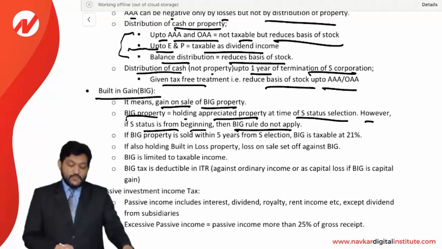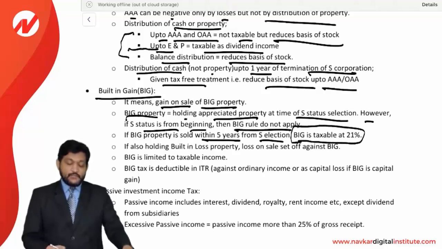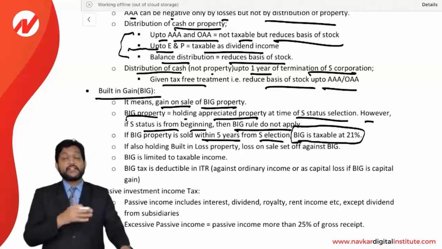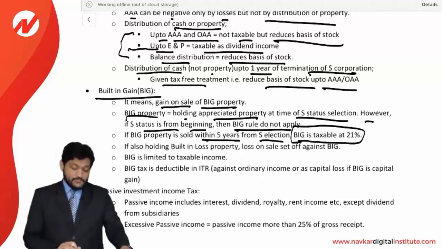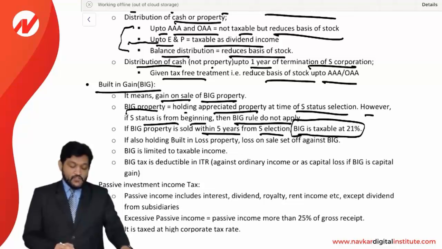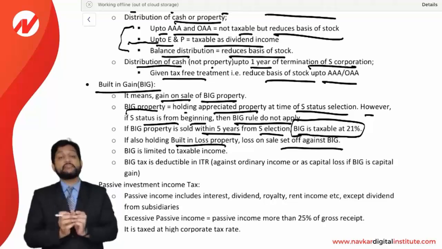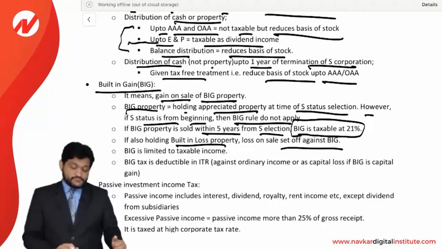If a BIG property is sold within 5 years from the S election, BIG is taxable at 21%. Built-in gain will be taxable at 21%. If the BIG property has been sold within 5 years, then the gain will be divided in two parts. Gain up to the built-in gain will be taxed at 21% and the remaining gain will be taxed at normal rates. If also holding a built-in loss property, the loss on sale sets off the built-in gain. If there is a built-in gain as well as a built-in loss, both will be netted off each other and the net built-in gain will be taxed at 21%.